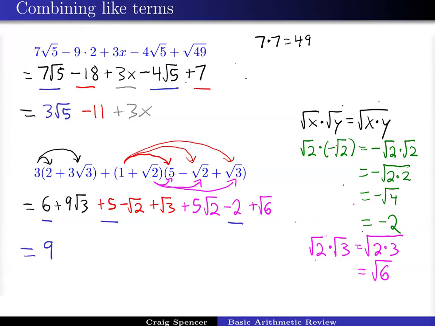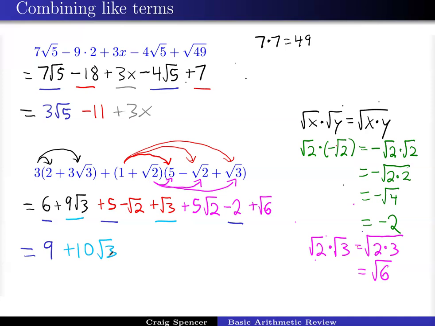Okay, good. I also have some stuff with root 3s. I have 9 root 3 plus another root 3. So I have 9 of these root 3s plus an extra root 3, which is going to give me 10 root 3s.